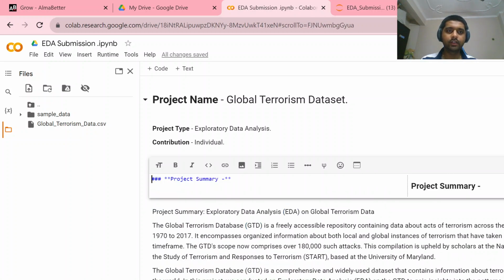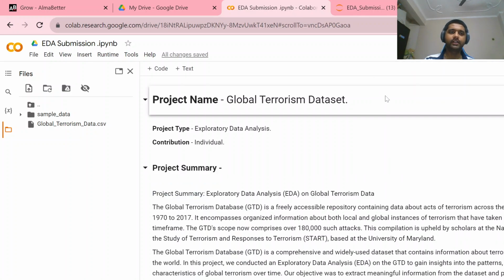Hello friends, this is my Capstone project on the Global Terrorism dataset. My project type is exploratory data analysis, and my contribution is individual. Let's move on to the project summary.